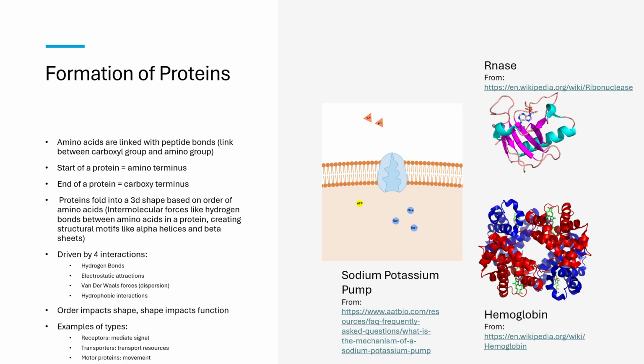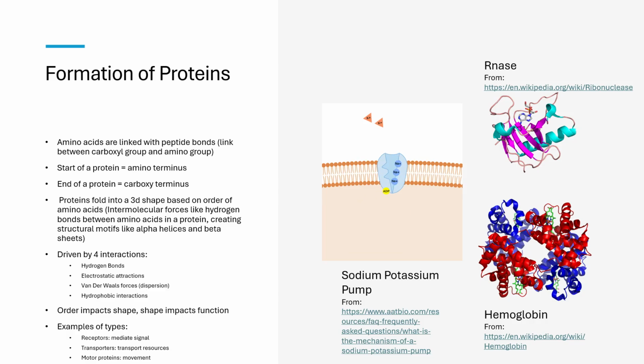So in proteins, the order of amino acids impacts the shape of the protein, and the shape of a protein impacts its function. For some examples of types of proteins, we've got receptors, which mediate signal between the inside and outside of a cell, allowing it to interact with its surroundings, receive and interpret signals. There are transporters like hemoglobin, pictured on the right. Those move around particular substances to the places they need to go. Hemoglobin specifically moves oxygen. And there are motor proteins which mediate movement of cells in larger structures.